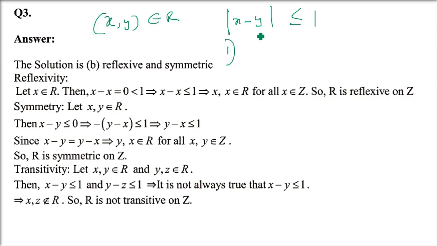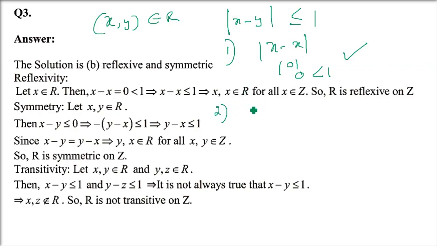Reflexive, I'm taking. What do you have to do? Put y as x. So mod of x minus x is what? This is 0. 0 is less than or equal to 1. So this is true. This is reflexive. So the first option, reflexive, we have made as true. So we'll check for all these 3, then we'll see which options we have to choose.